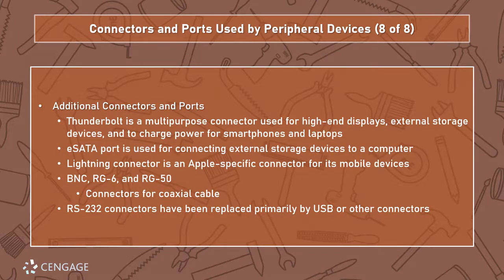Some additional ports we may see: Thunderbolt, it's a multi-purpose connector for displays, storage devices, as well as for charging portables. So it is a very strong multifunction. eSATA, external SATA, it's used for connecting external storage devices. Lightning is Apple specific. Coaxial cable connectors, BNC, RG6, and RG59.